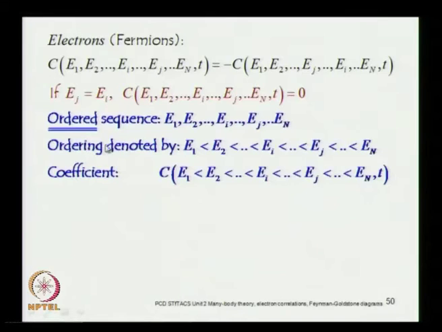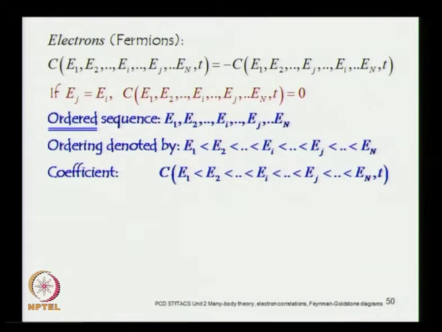So, what we do is we consider an ordered sequence of these single particle states. This is not necessarily in increasing order of energy. So, do not get carried away by the letter E. E is a set of 4 quantum numbers, remember. It includes the energy quantum number, but it could also have other quantum numbers.